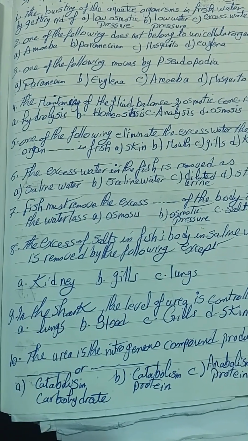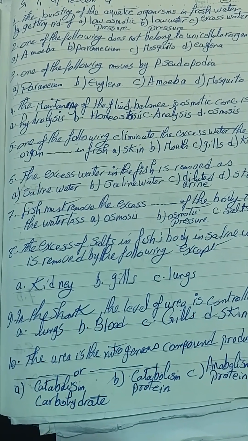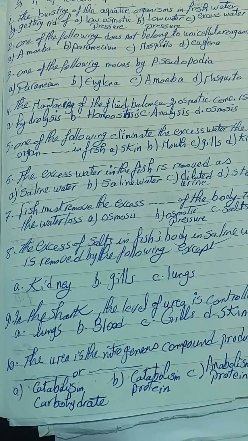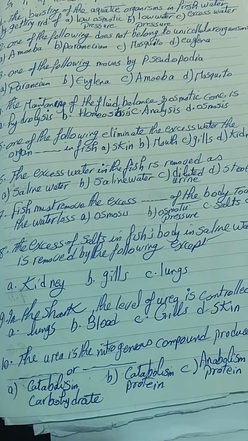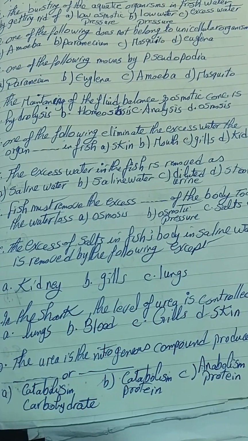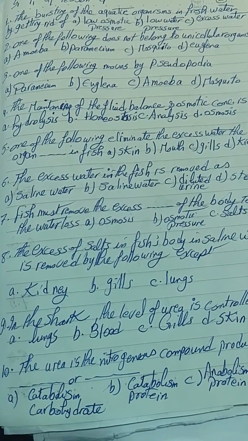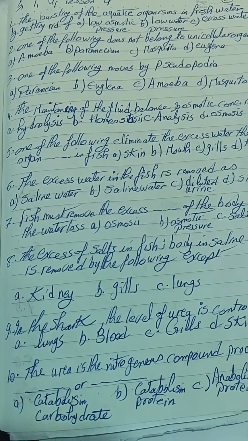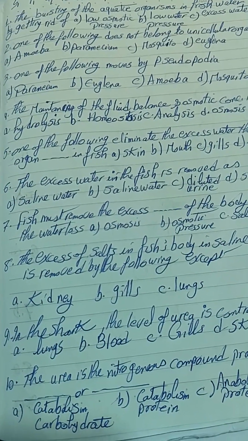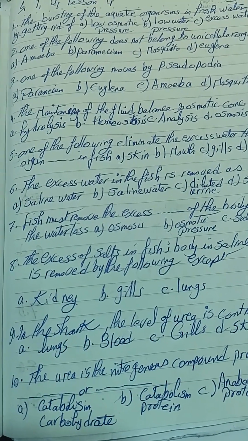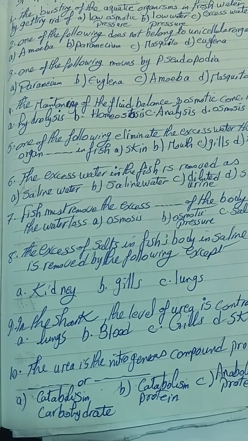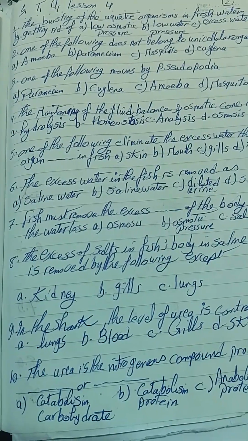Another exam. Number 1. Aquatic organisms in fresh water survive by getting rid of excess water. Number 2. One of the following doesn't belong to unicellular organisms. Unicellular organisms studied before: Euglena, Paramecium, and amoeba. But mosquito is considered a multicellular organism. Answer C.